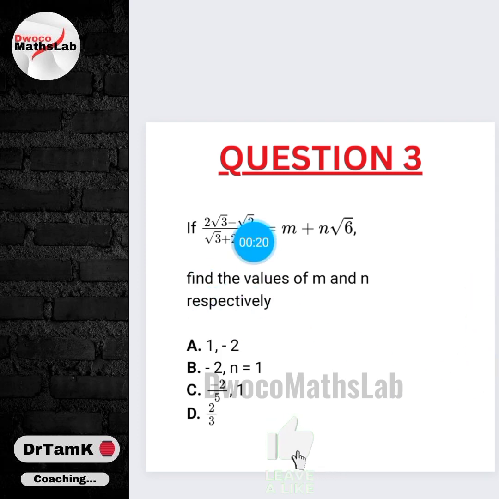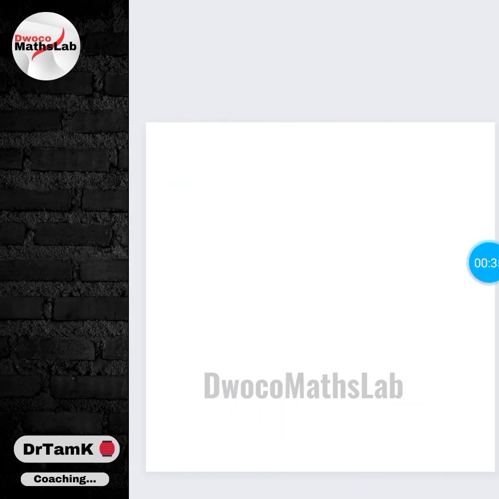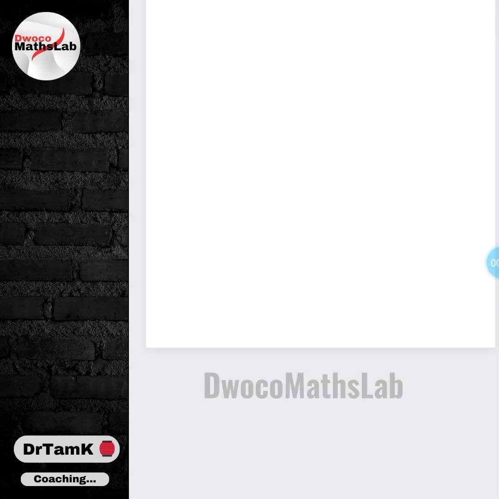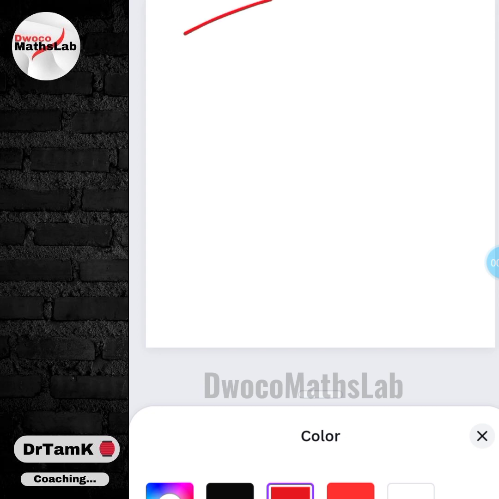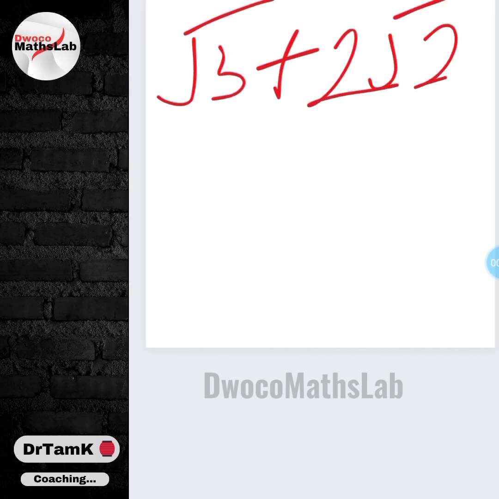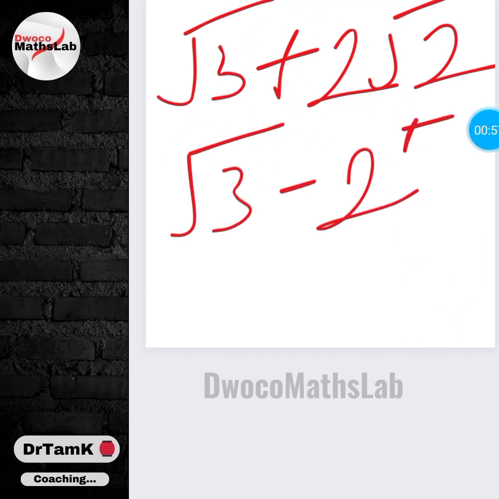Now, what you have is 2 root 3 minus root 2 all over root 3 plus 2 root 2. Now the denominator is root 3 plus 2 root 2. So for you to solve this question, what you're going to do is take the conjugate of root 3 plus 2 root 2. Let me show you. The conjugate of root 3 plus 2 root 2 is root 3 minus 2 root 2. That's the conjugate.